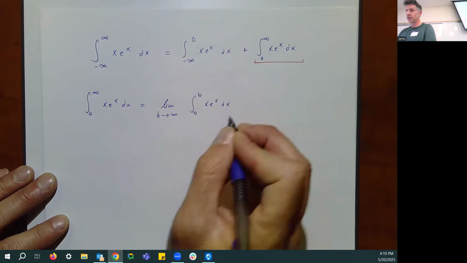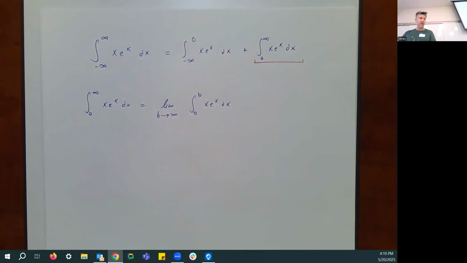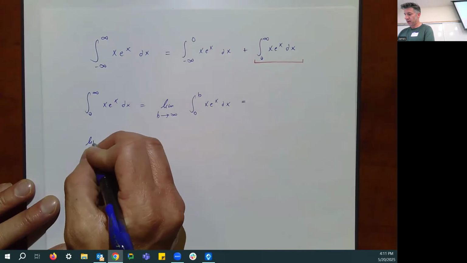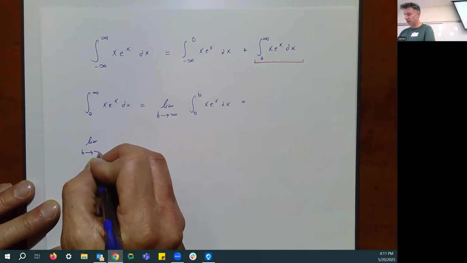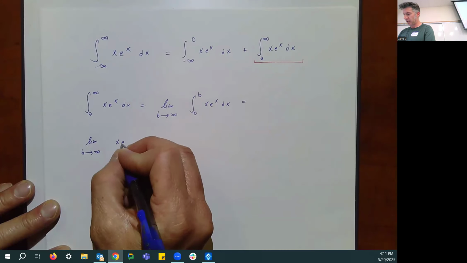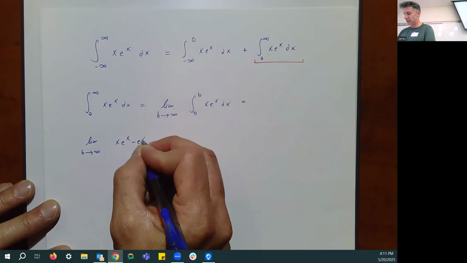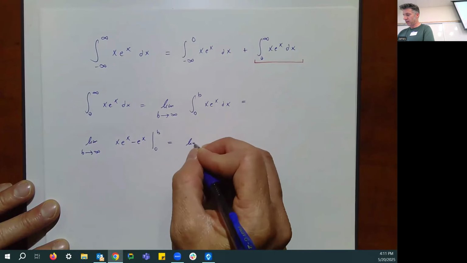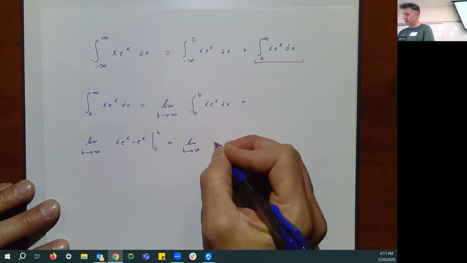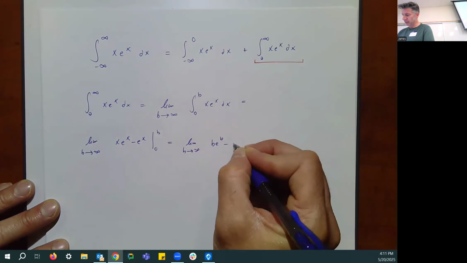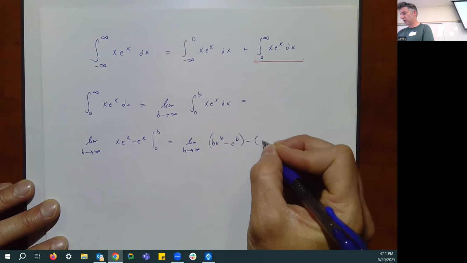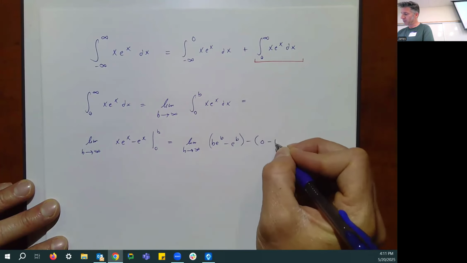And we already did the work of integrating x e to the x. It was x e to the x minus e to the x. So we have the limit as b goes to infinity of x e to the x minus e to the x from 0 to b, which is equal to the limit as b goes to infinity of b e to the b minus e to the b, minus 0 e to the 0 minus e to the 0.